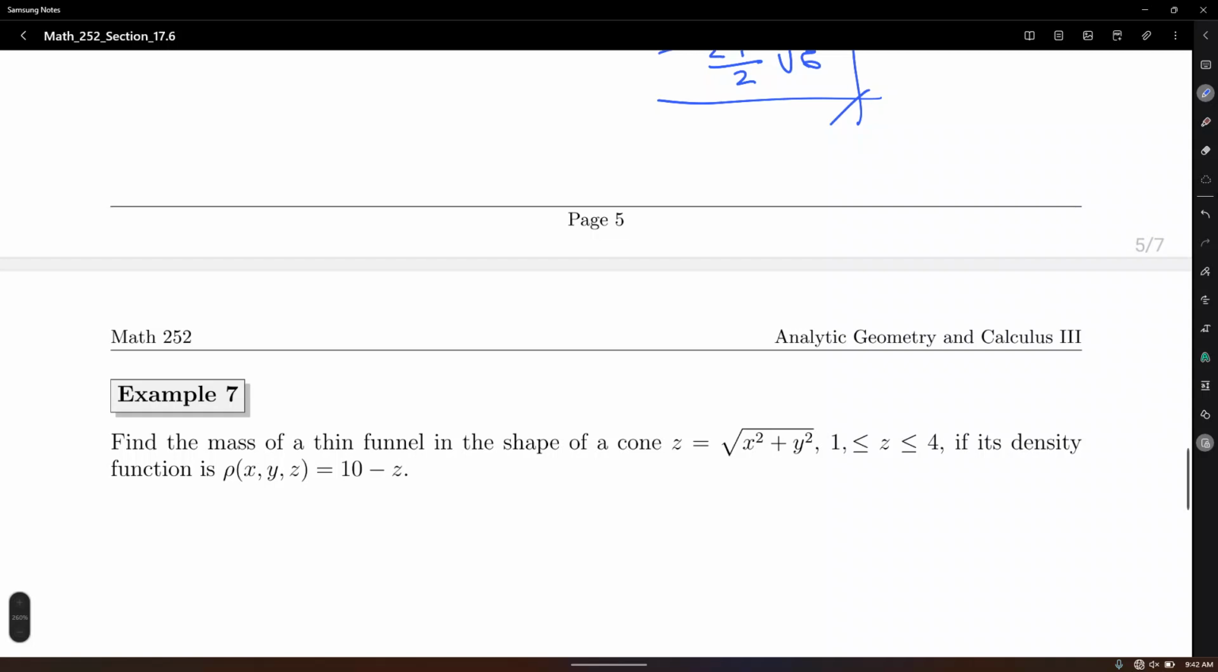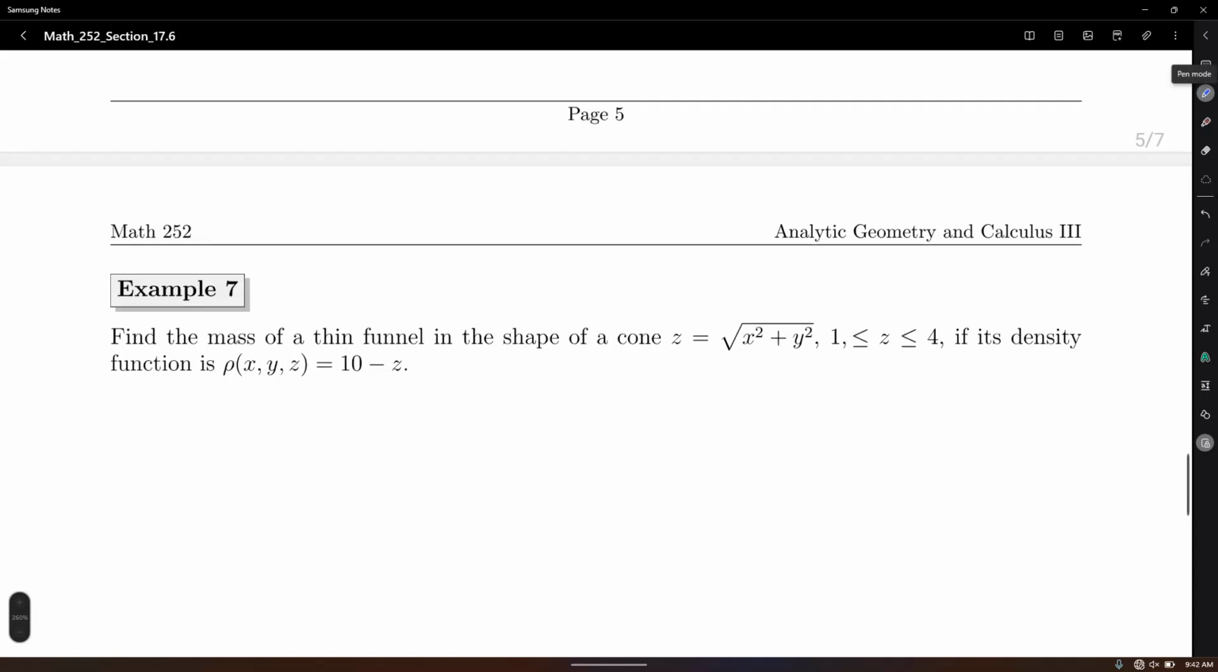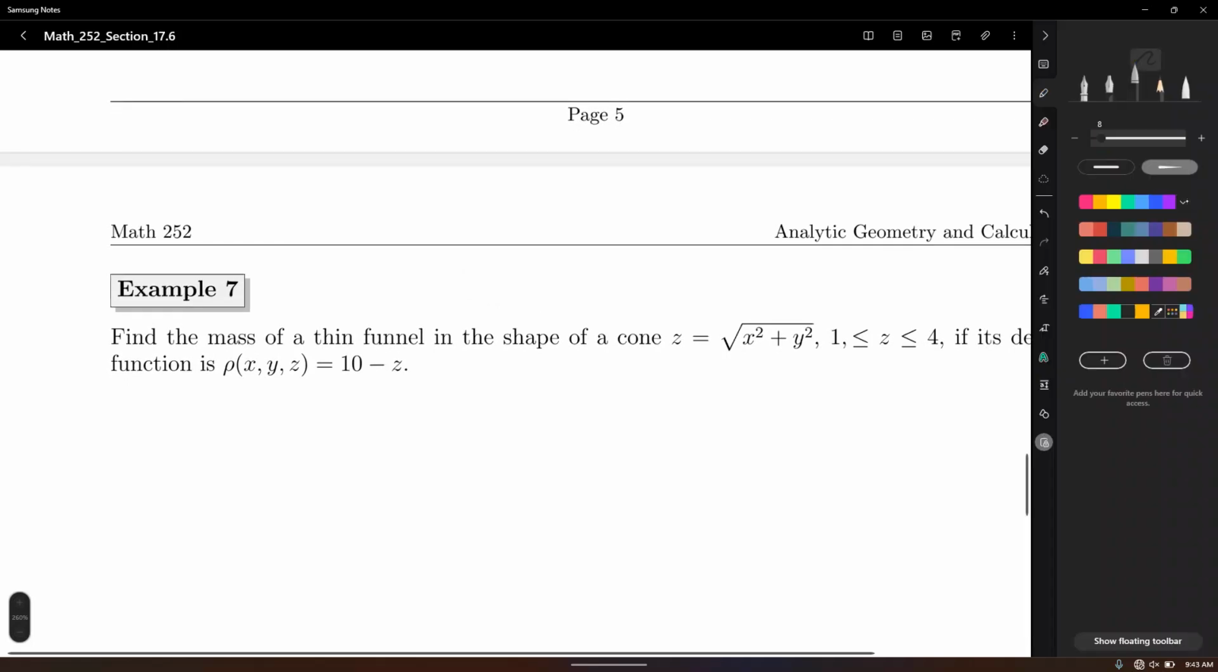Project to, and then what do we do? What are we going to do? Polar, right? The minute you see these circular shapes, for sure there's going to be a polar or a cylindrical, depending on if it's a double or a triple integral. Okay, let me try my best to draw this cone.